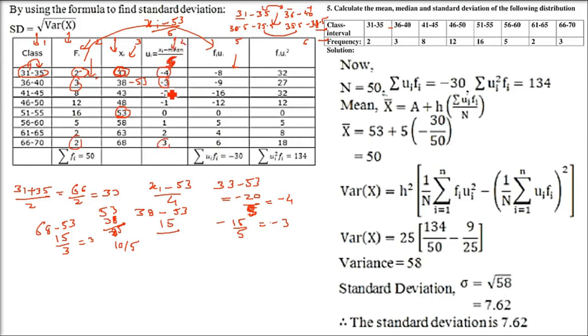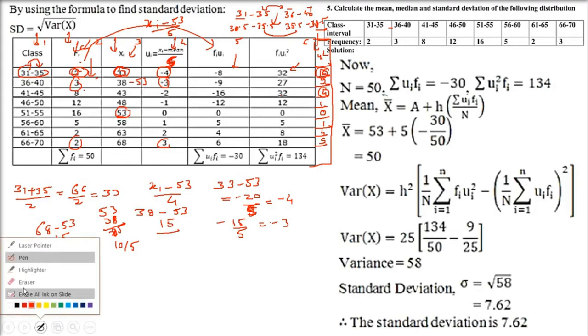Now you have to square this column. I am just adding one more column, as I did in the previous question also. So you have to do the square of the fourth column. 4 4s are 16. 3 3s are 9. 2 2s are 4. Minus 2 whole square is 4. Minus 1 whole square is 1. This is 0, this is 1, this is 4, this is 9. So this is the column you have to add as the fifth column when you are solving it in your exam or assignment. See, 16 into 2 is 32, like this. 4 into 8 is 32. So fi ui whole square you have to do. Okay, clear? Now let us come to the actual version.